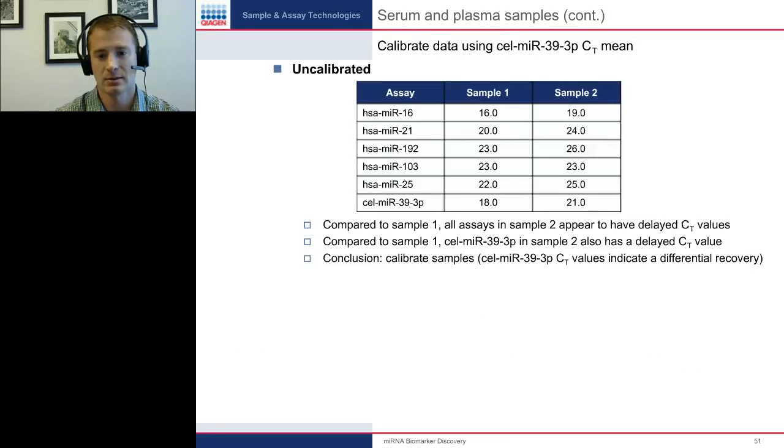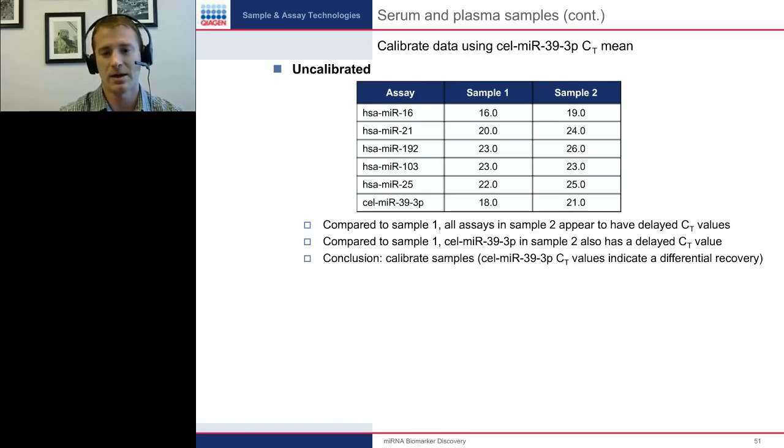So for this, step one is that you want to calibrate your data. And you calibrate your data using the C. elegans miR-39-3p. These are found on every PCR array, and what this assay detects is the microRNA serum plasma spike-in control that has been added during sample prep.